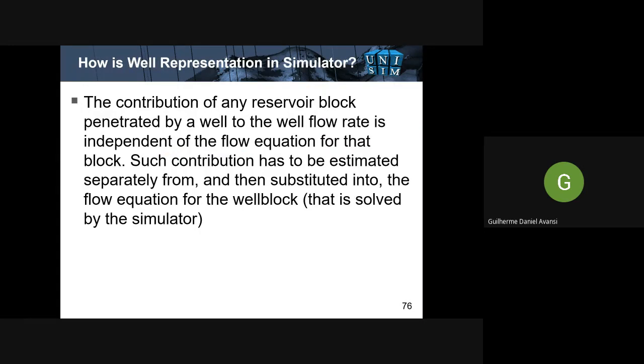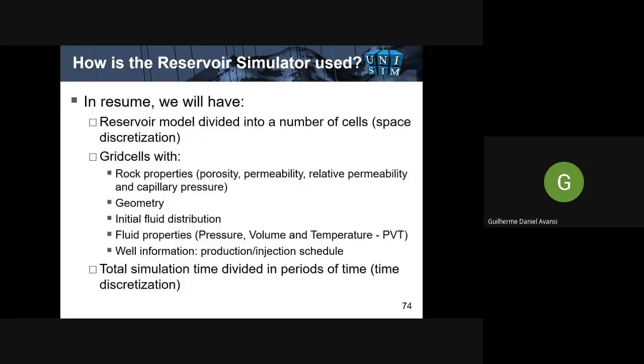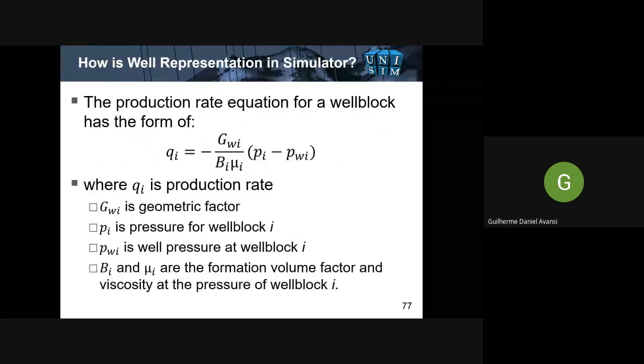The contribution of any reservoir block penetrated by a well to the well flow rate is independent of the flow equation of that block. Such contribution has to be estimated separately and then substituted into the flow equation for the well block that is solved by the simulator. So this is the contribution when we have a well that is perforated, and we need to include this information separately. When you are talking about this equation separately, you are talking about this term here, and how to treat this information separately.